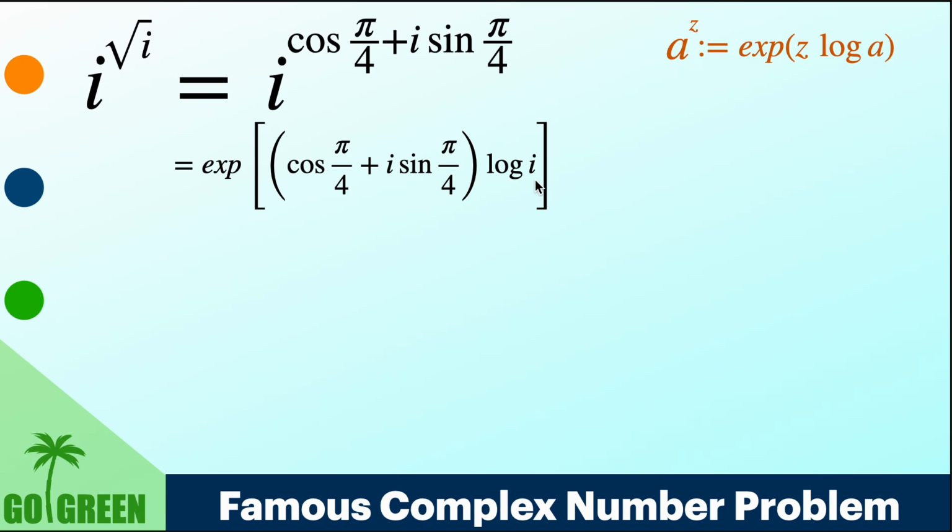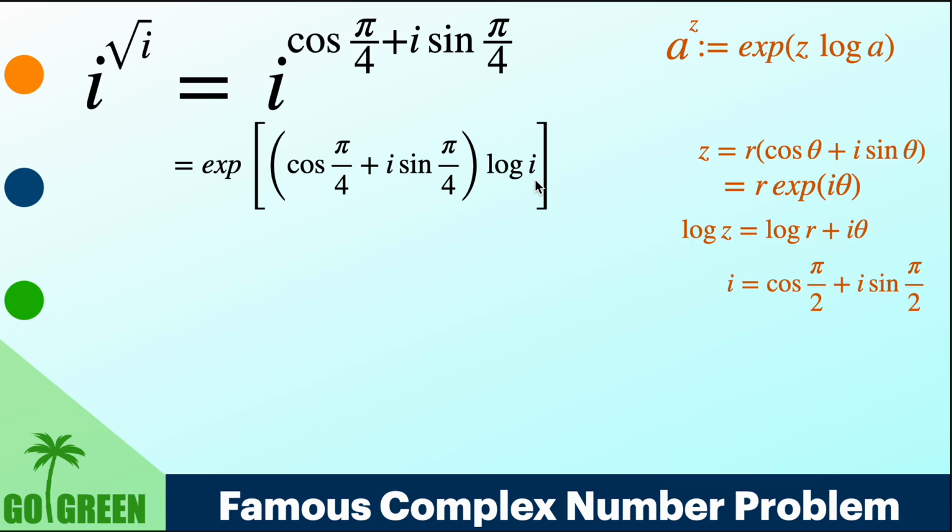For any complex number z which is written in polar form r (cos theta plus i sin theta), you can also write r (cos theta plus i sin theta) as r times exponential i theta. Then it is obvious to guess what log z is. Log z is log r plus i theta. This is the principal log of z.